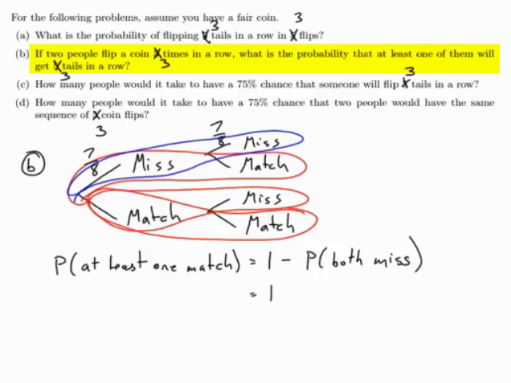And now we use the multiplication rule. 7/8 times 7/8 is the probability that both miss. 1 minus 49/64, which turns out to be 15/64. And so the probability that at least one person gets 3 tails in a row is 15/64.